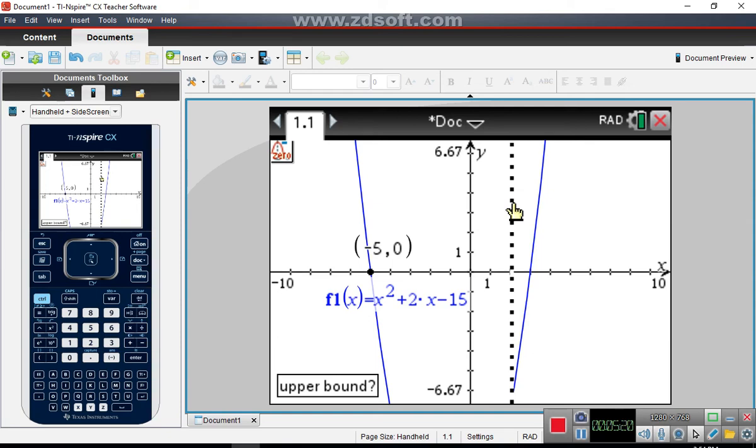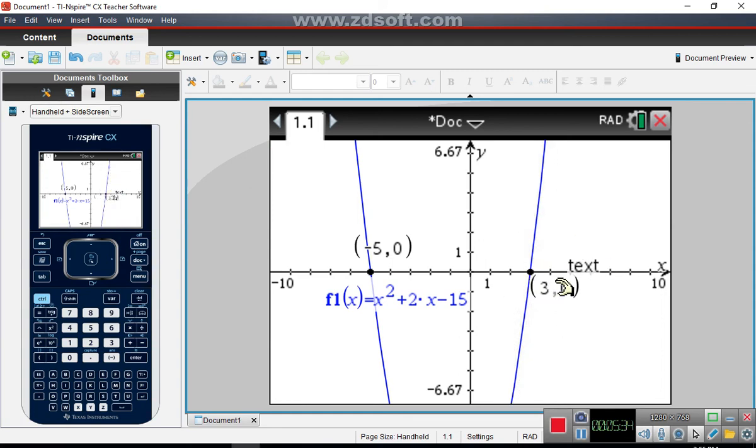I'm going to push enter. You see now that the calculator is asking for an upper bound. I'm going to pull my cursor to the right to capture that x-intercept, and I'm going to push enter, and it shows me again that in this case, my x-intercept is at 3, 0. So my solutions are -5 and 3.